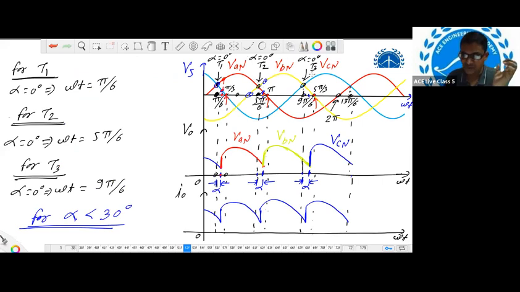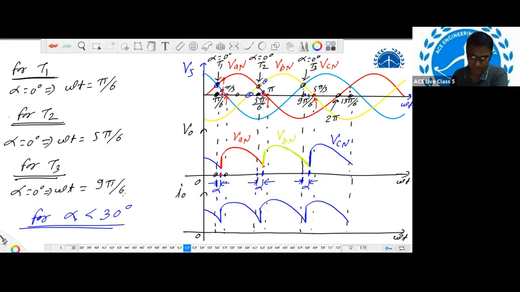Similarly, we have written alpha equal to 0 degree for thyristor T3. So these are the alpha equal to 0 degree points for T1, T2 and T3. For T1, alpha 0 means omega T is pi by 6. If I want to keep the firing angle 0 degree for my circuitry, then I need to trigger thyristor T1 at pi by 6, thyristor T2 at 5 pi by 6, and thyristor T3 at 9 pi by 6. It is not like alpha 0 means at omega T 0 we trigger all three thyristors. No, right? Alpha 0 degree for each thyristor means T1 at omega T pi by 6, T2 at omega T 5 pi by 6, T3 at omega T 9 pi by 6.